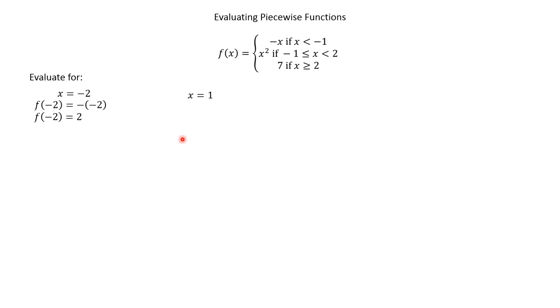X equals 1. Where does 1 fit in? That 1 is right in between here. So we plug it in here. F of 1 equals 1 squared. So f of 1 equals 1.